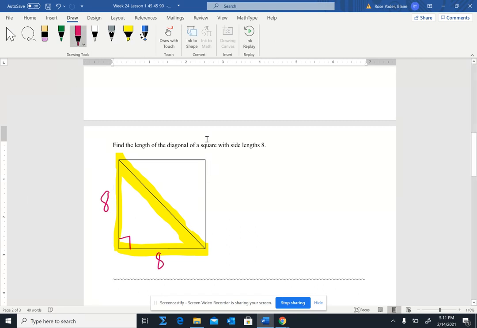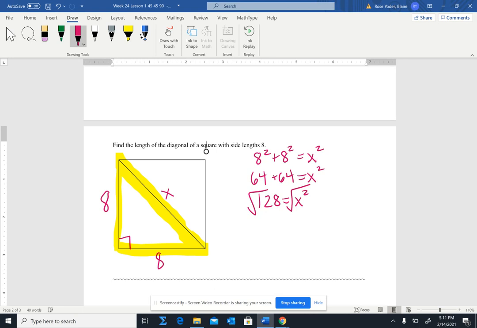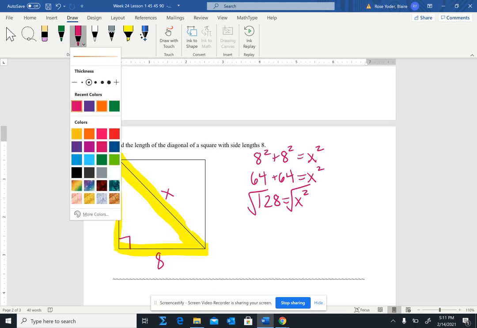So I'm going to take the two legs, the 8 and the 8, and then the hypotenuse, I'm going to call that x, and I'm going to substitute it into the Pythagorean theorem. Leg squared plus leg squared equals hypotenuse squared. 8 squared is 64. 64 plus 64 is 128. And then remember, the last step of the Pythagorean theorem is to take the square root. And darn, 128 is not a perfect square. So what we're going to do is use what we learned last week and try to simplify that radical.